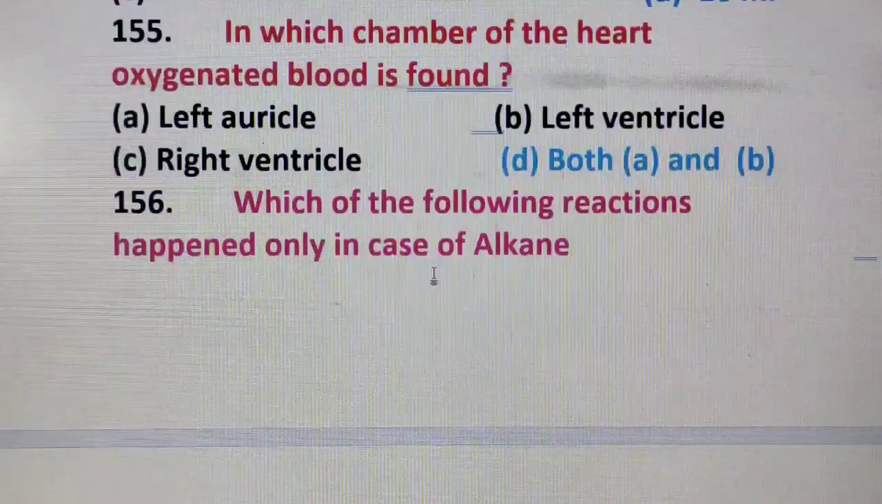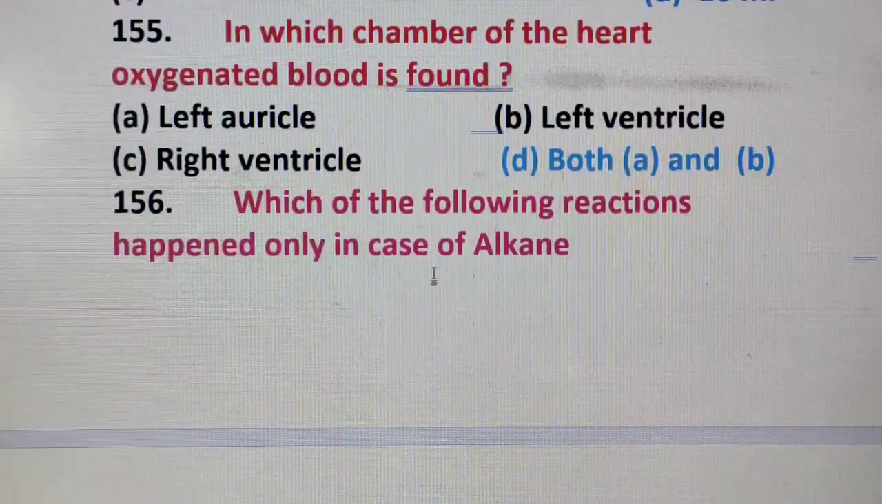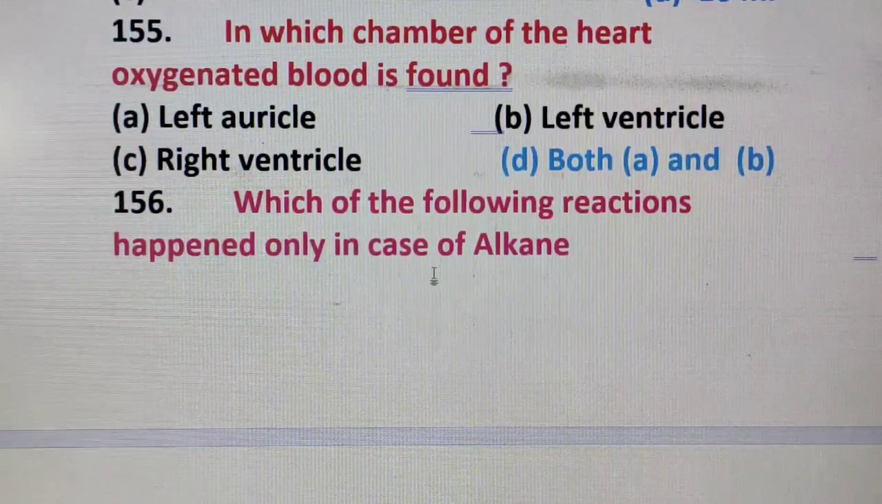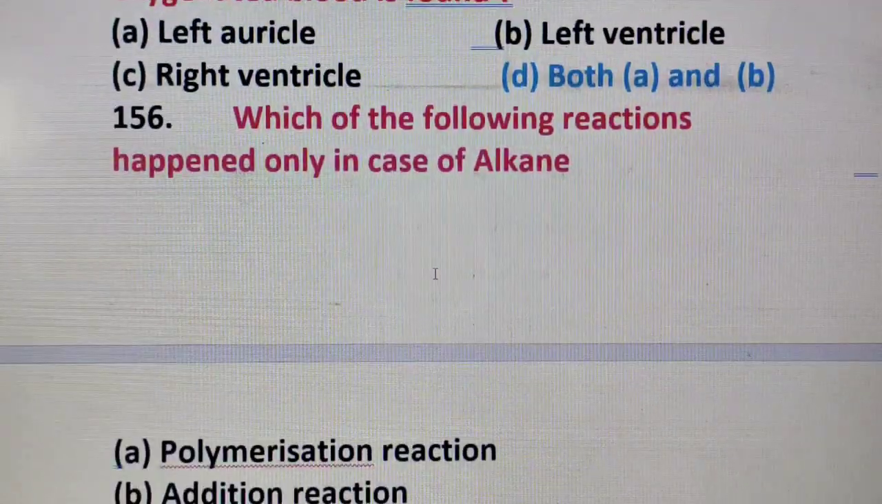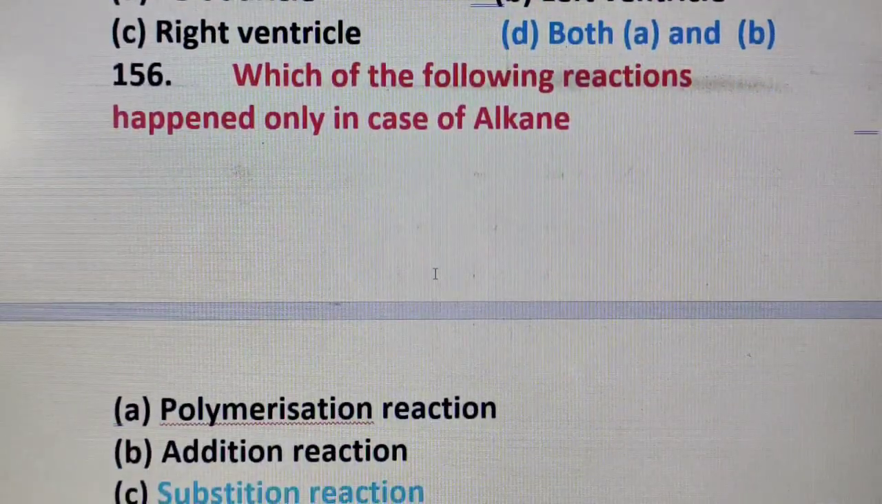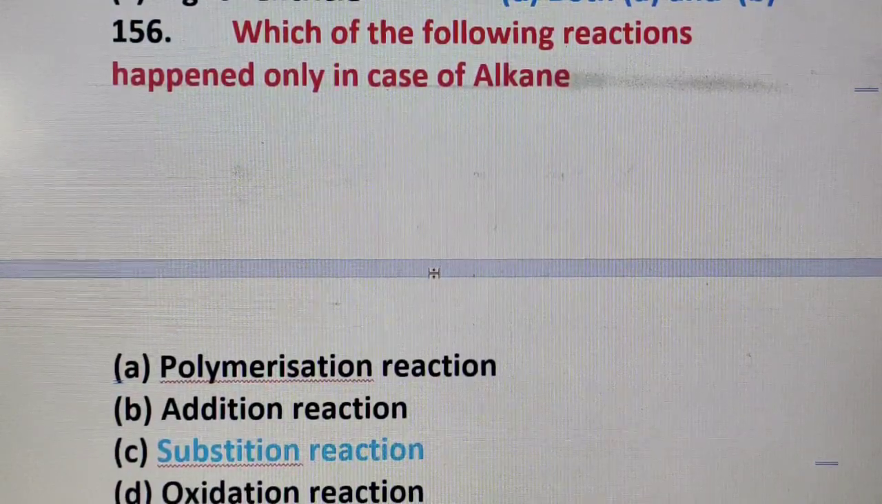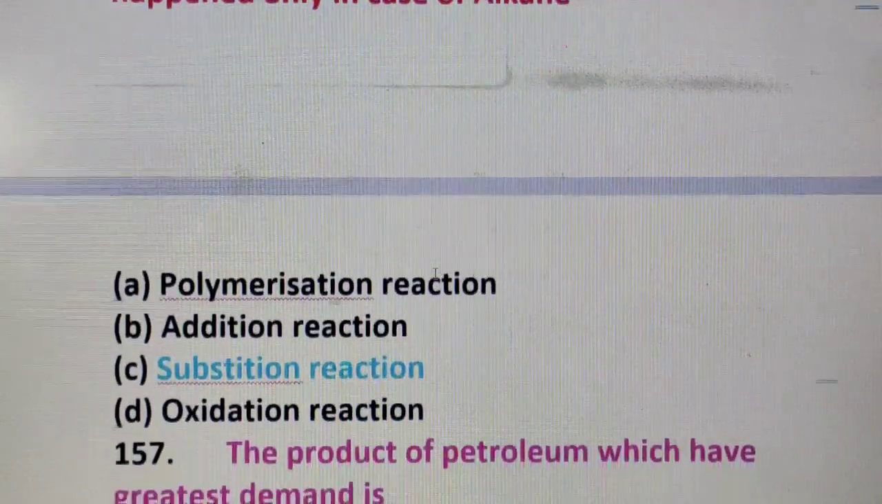In which chamber of the heart is oxygenated blood found? Oxygenated blood is found on the left side, that is left auricle and left ventricle. That is, the option is both A and B. Which of the following reactions happen only in case of alkene? In case of alkene, only substitution reaction can happen.